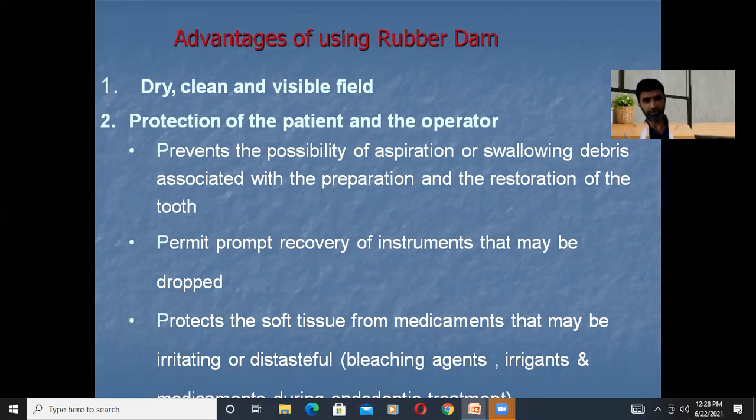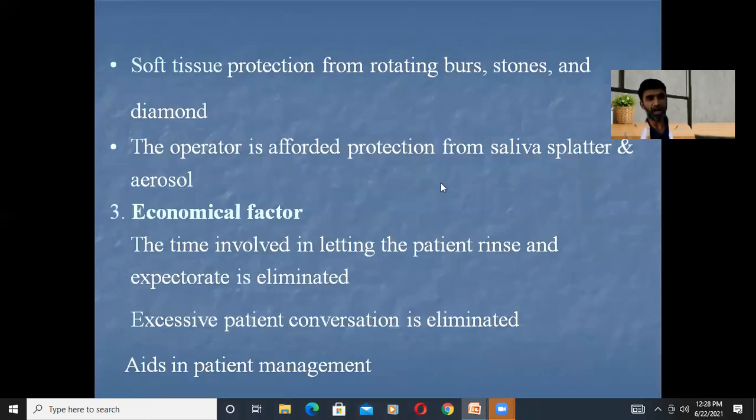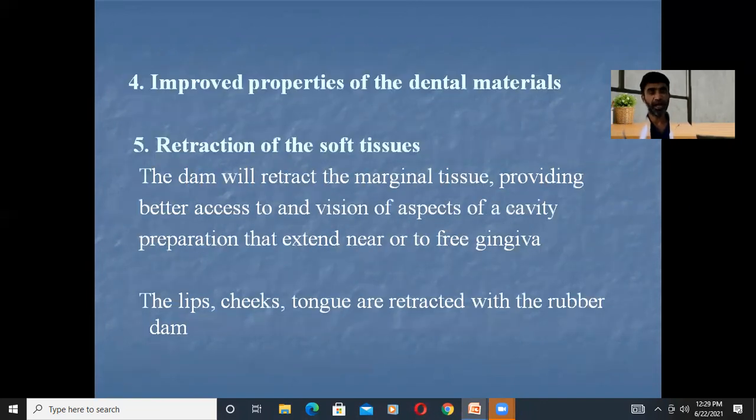Once we use the rubber dam, we can use saliva ejectors, and the soft tissue is protected from rotating burs, stones, and diamonds. The operator is afforded protection from saliva splatter and aerosol, so it protects both the operator and the patient. What are the economical factors? The time involved in letting the patient rinse and expectorate is eliminated. Excessive patient conversation is eliminated. It aids in patient management, and it will improve the properties of dental materials.